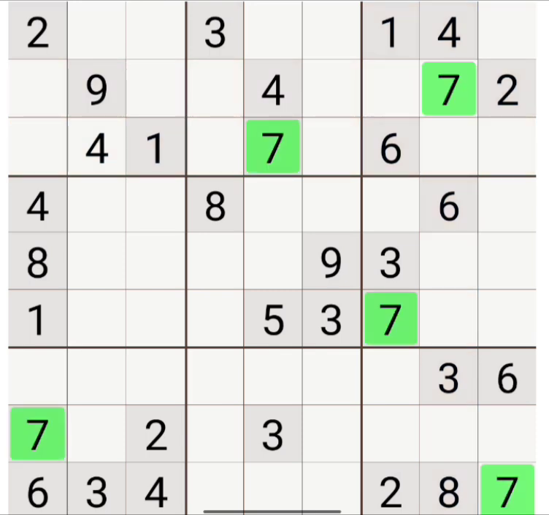Now let us see the first column. In the first column, 9 cannot be placed in these two cells because 9 is not there in the first column, but 9 cannot be placed in these two cells because 9 is in the same box. So 9 will be placed here.